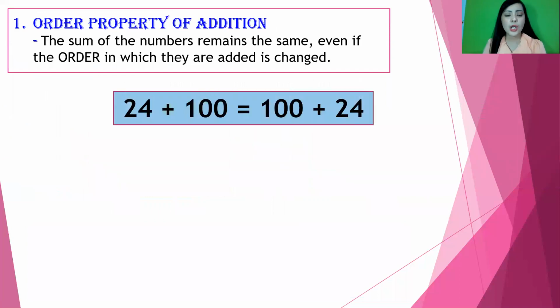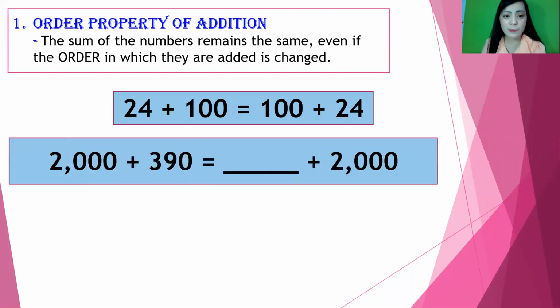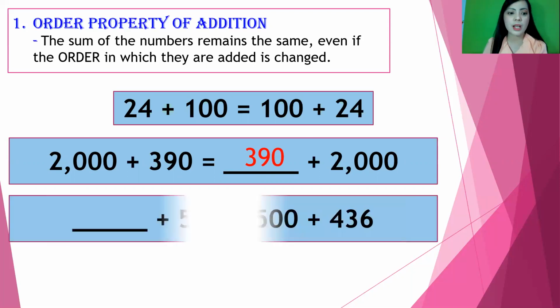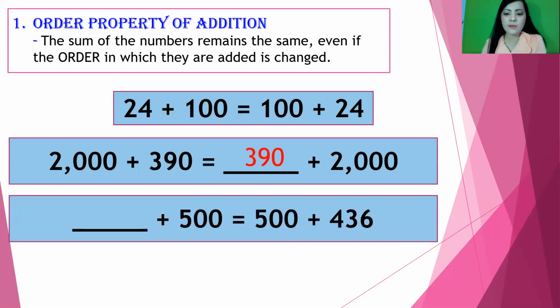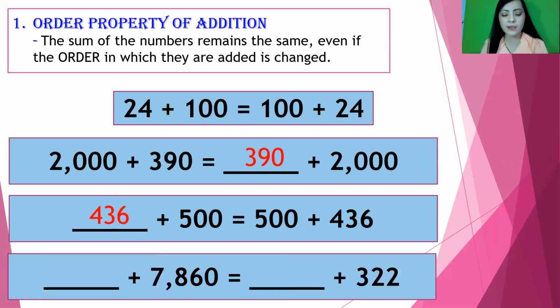Even if you change the place of the numbers, you will get the same answer. So we have another example. 24 plus 100 is equal to 100 plus 24. 2000 plus 390 equal to blank plus 2000. Okay, you just switch or change the position of the numbers. Next, blank plus 500 equal to 500 plus 436. So of course that is 436. Next, 7,860 plus blank equal to blank plus 322. That is equal to 322 plus 7,860, which is equal to 7,860 plus 322.